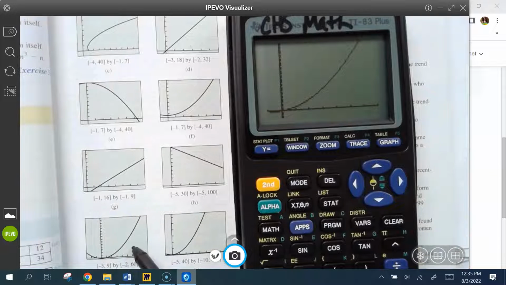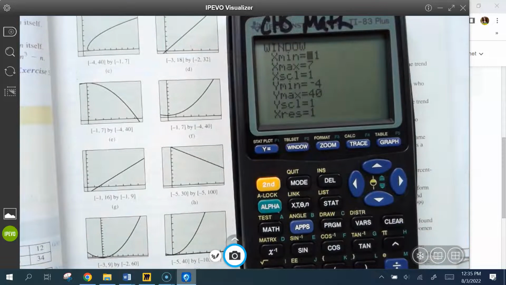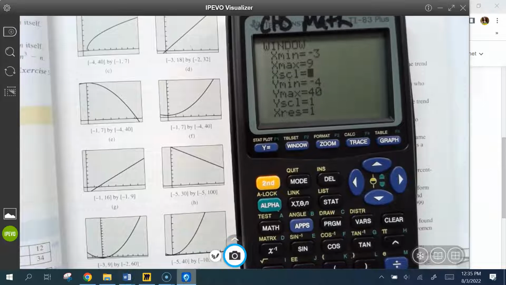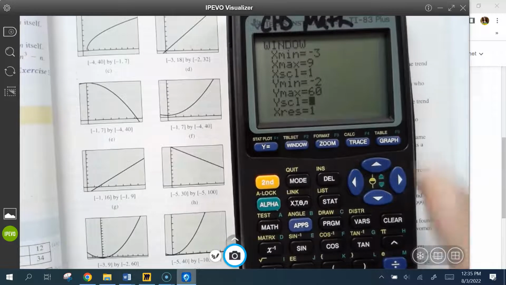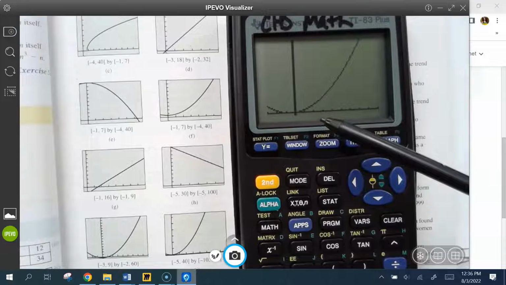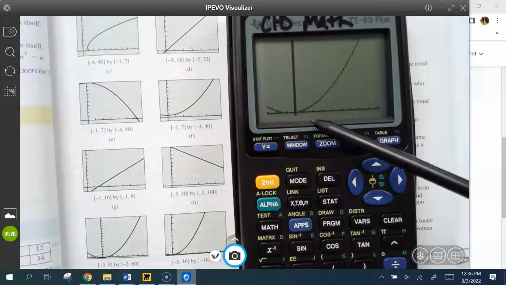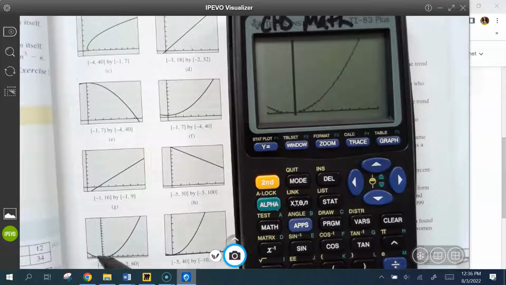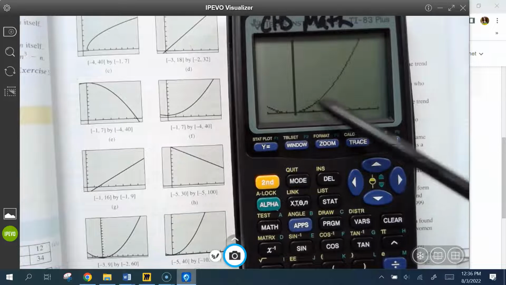All right, then I'm going to try I. So I'm going to go back to my window, and I'm going to go from -3 to 9, and then from -2 to 60. Graph. This one looks better, but it's still lacking a little bit. If you look at this one in the book, how it's dipping down below a little bit, this one's not.